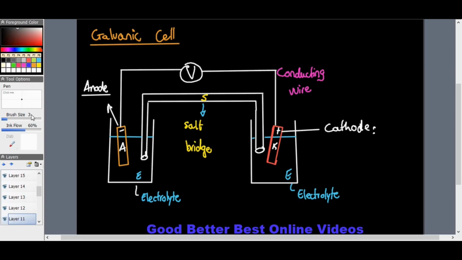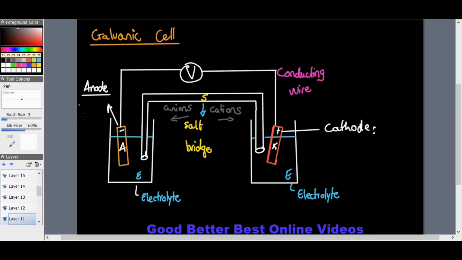We're going to add in a label here for the anode and cathode. So we've got A for anode, and I didn't want to use C for cathode, so I used K, and C I rather use for the conducting wire, which links the two electrodes via conducting wire to the voltmeter. The electrodes are dipped into electrolyte solutions, and there is a salt bridge, which allows cations to flow in this direction, and anions, which are negative, to flow in that direction.